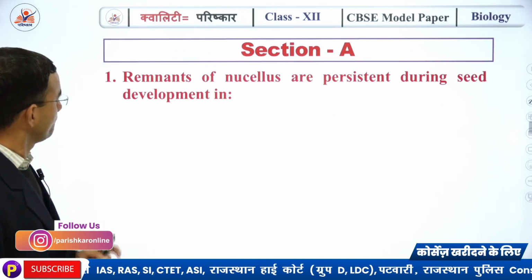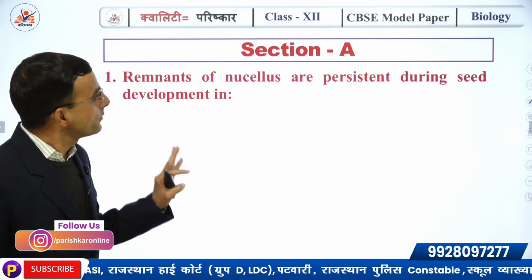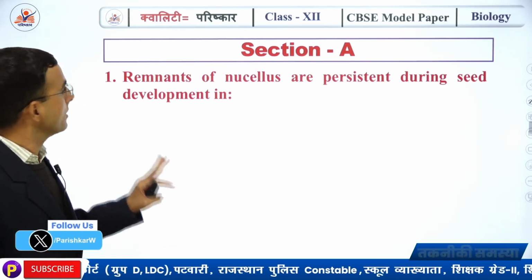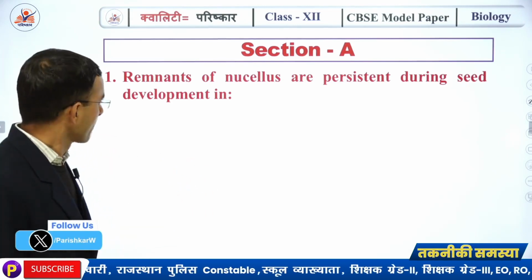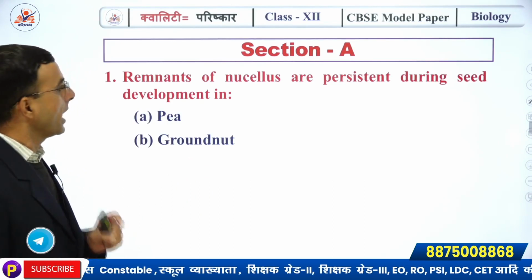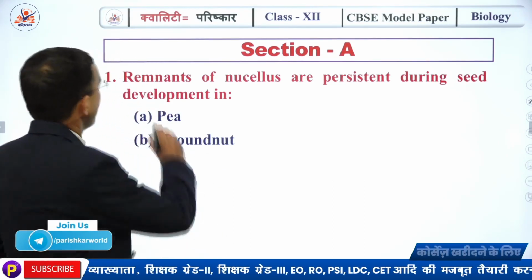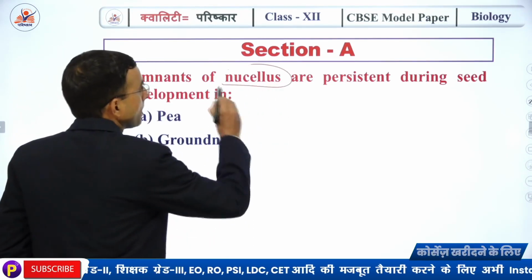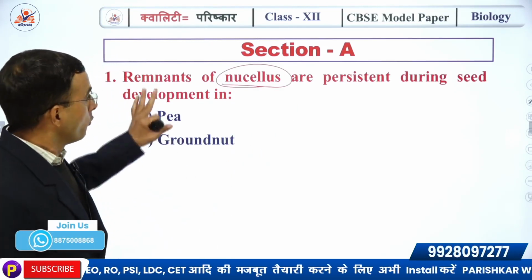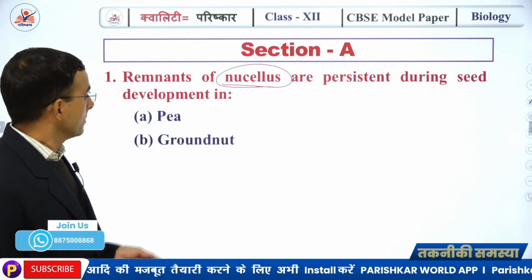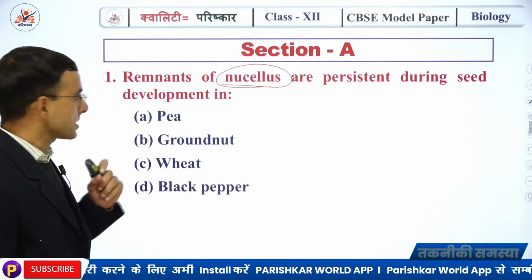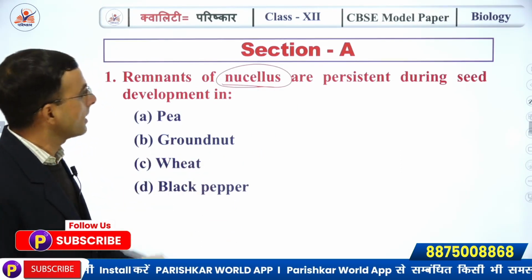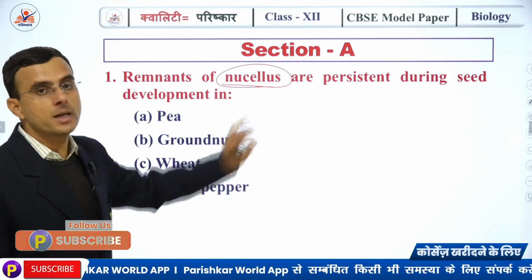So look at this one. Remnants of nucellus are persistent during the seed development in. That means you have to first look at this. They are asking about the nucellus, and in which one the nucellus is persistent. So what is the answer? First, what is nucellus?